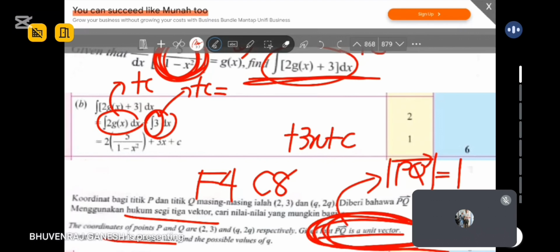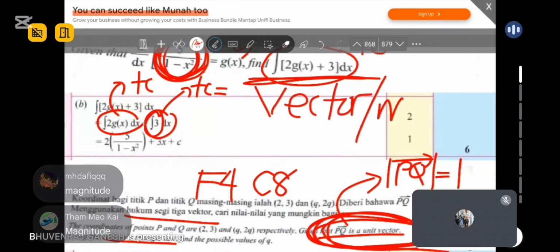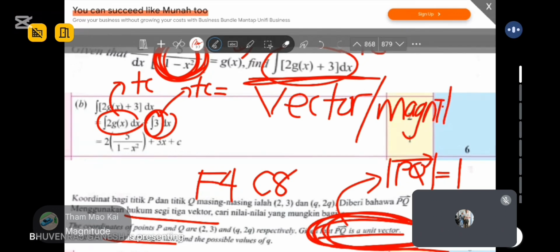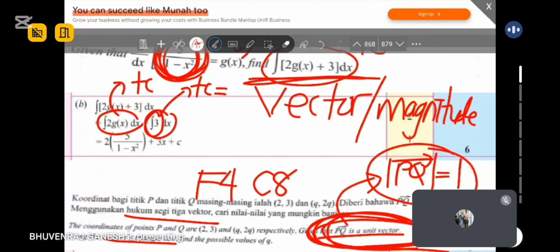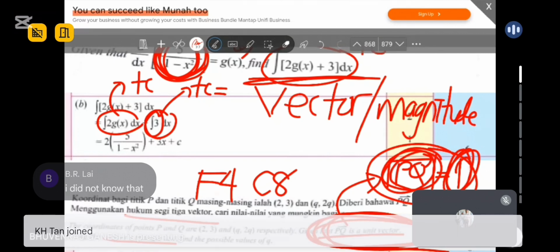Okay guys, unit vector. What is the formula for unit vector? Unit vector is vector divided by what guys? Yes, vector over magnitude. So guys, unit vector means the vector when the magnitude is 1. Do you understand? So you get this equation. This is your equation. Modulus PQ shows magnitude. So modulus PQ equals 1.